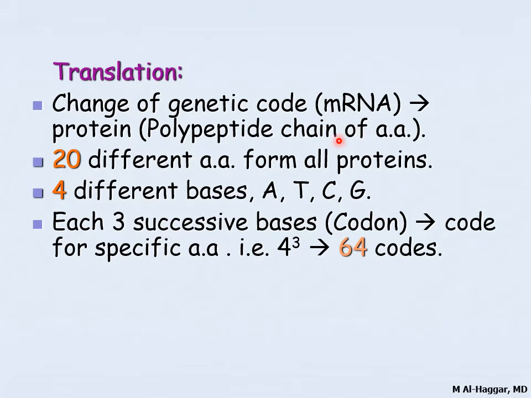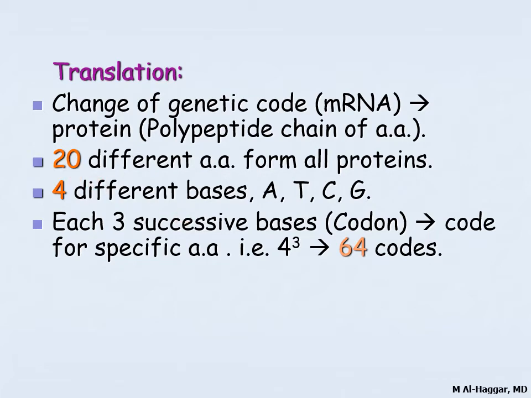We have in nature about 20 different amino acids, which constitute all proteins present in nature, whether for human, animal or plants. We have 4 bases, and each 3 successive bases are called a codon, and this codon is a code for an amino acid. So from these 4 bases, 4 to the power 3, we can predict about 64 codes. So we would have 64 amino acids, and actually we don't have except only 20.